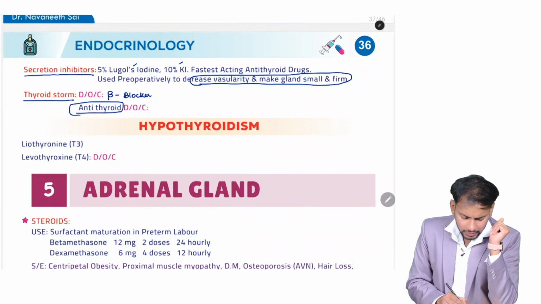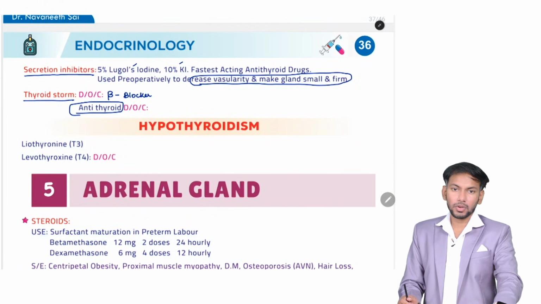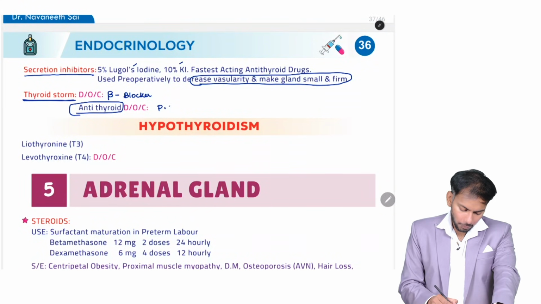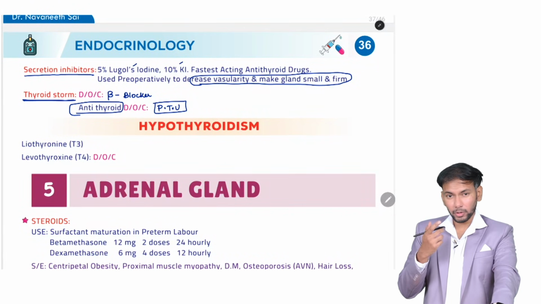But if they ask you the anti-thyroid drug of choice for thyroid storm, it is going to be PTU, propylthiouracil.